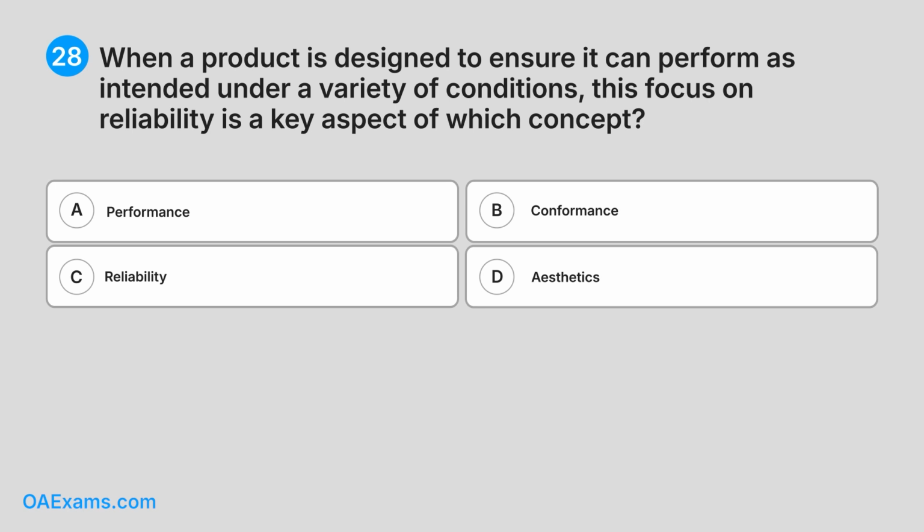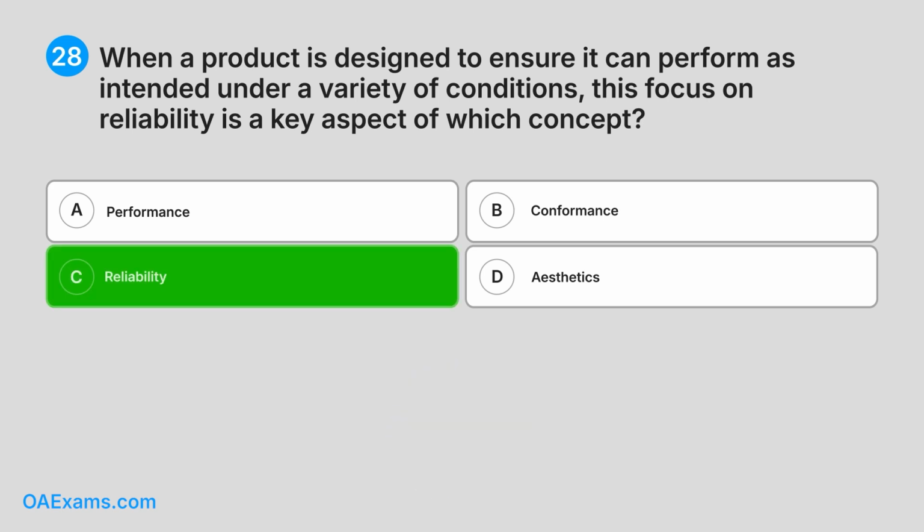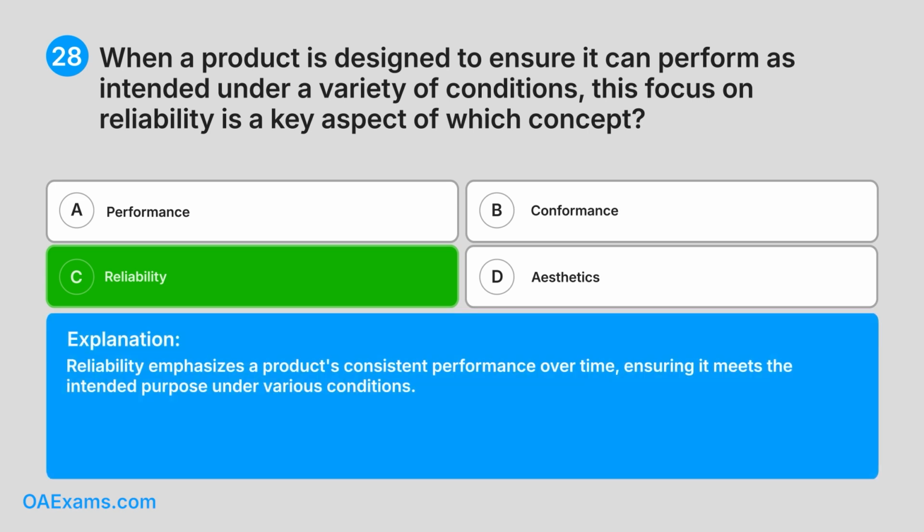on reliability is a key aspect of which concept? A. Performance. B. Conformance. C. Reliability. D. Aesthetics. What do you think is the answer? Correct answer. C. Reliability. Explanation.